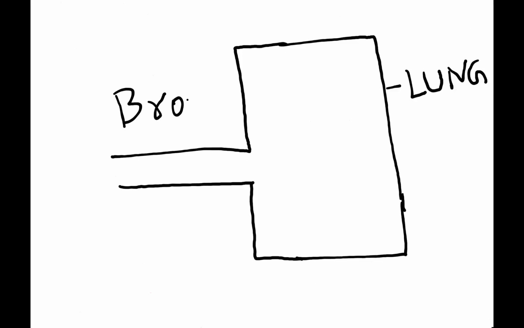So let us first draw a container. And this is a pipe. This container can be considered as a lung. This pipe can be considered as bronchi. Air enters and leaves the lungs through bronchi.